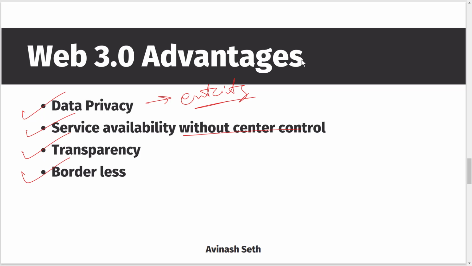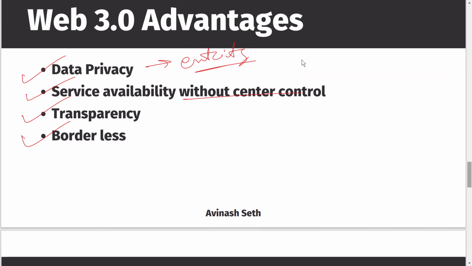And finally, it is borderless. That means if I want to do some transaction, I'm not limited, I'm not controlled, I'm not hampered from taking that advantage because I belong to a certain border, because I live inside a certain border. So if I want to transact, if I want to talk to someone, if I want to take advantage of the opportunities, belonging to a certain country, belonging to a certain region is not going to affect that. So these are some of the advantages we have with Web 3.0.